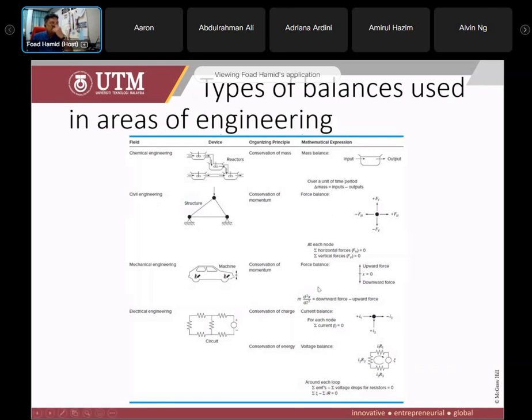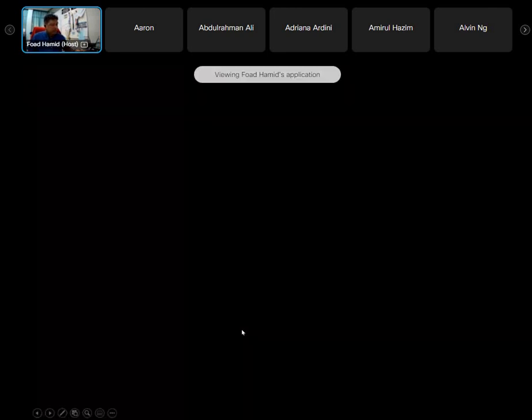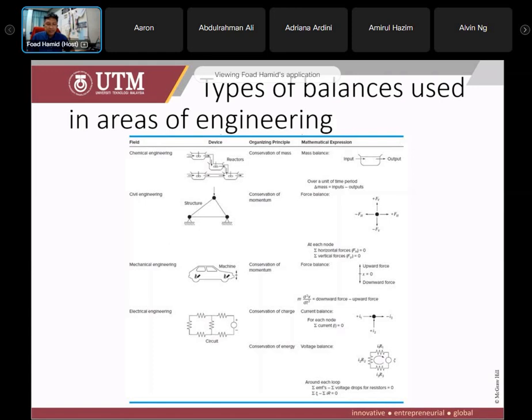Remember last time I told you, in engineering, we normally have conservation of energy, mass, and momentum. Conservation of mass, conservation of momentum, and conservation of energy. These are the three main rules in engineering. Maybe there are others too, but so far, in mechanical, we use a lot of conservation of mass, conservation of momentum, and conservation of energy. So we are done with this topic.